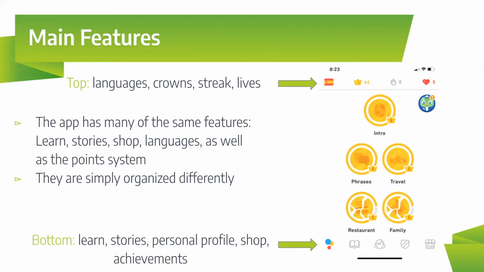On the top, you will find the language section, and then the crowns, streak, and lives, which is more part of the game. And then on the bottom, you will see that the learn section, the story section, personal profile section, shop, and achievement section is on the bottom menu bar instead of it all being along the top as if it was on the website.